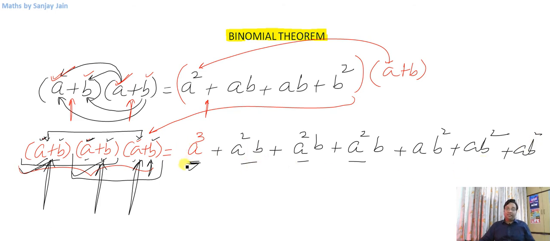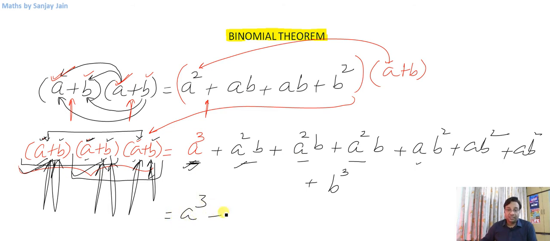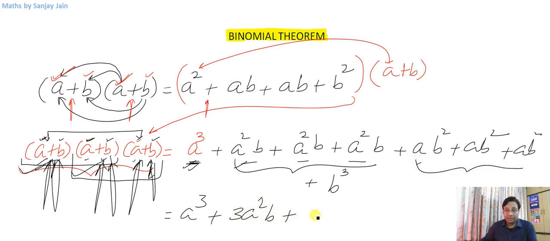Now I have taken a from all three, a from two of these, a from one of these. Now I'll take a from none of these. So how can I do that? I can do that in only one way, that I'd select b from all of these three brackets. So I'll have b cubed here. So what is this formula? This you have been studying, that it is equal to a cubed plus 3a squared b plus 3ab squared plus b cubed, right? This is what you have been doing.